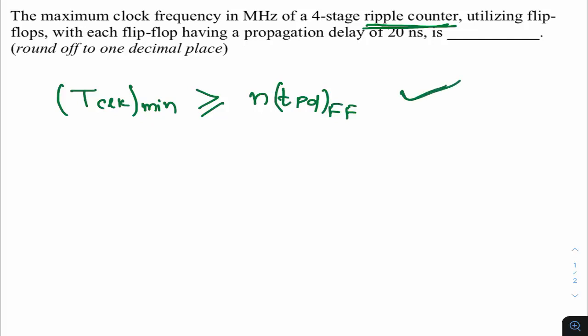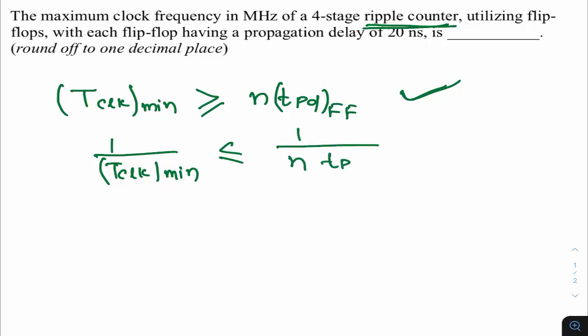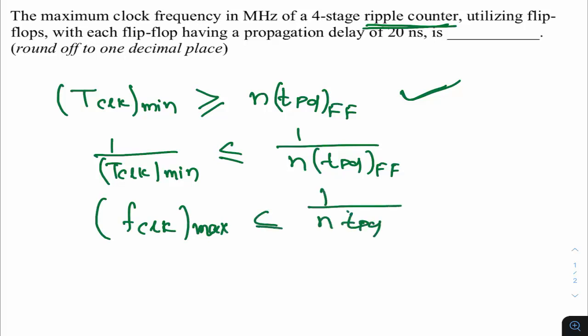T clock minimum means the clock period is minimum, so the frequency will be maximum. If I take the reciprocal of both sides, 1 by T clock minimum is less than or equal to 1 by n TPD of flip-flop. So basically f clock max is less than or equal to 1 by n TPD of flip-flop. They are asking for the maximum clock frequency, so we should go with the equality case.